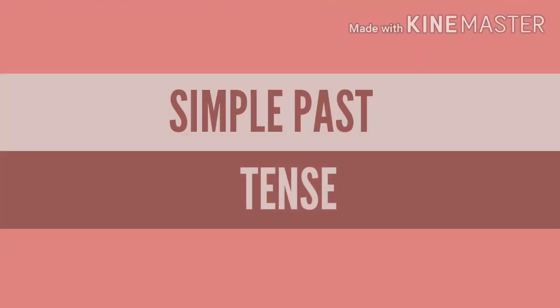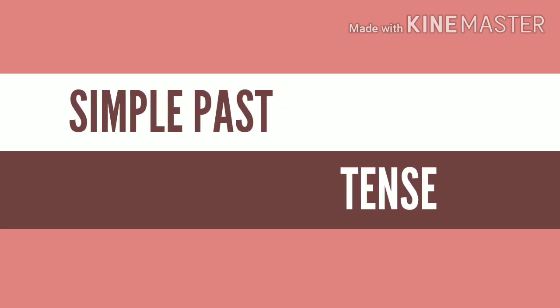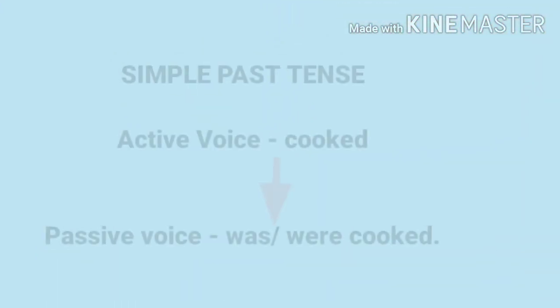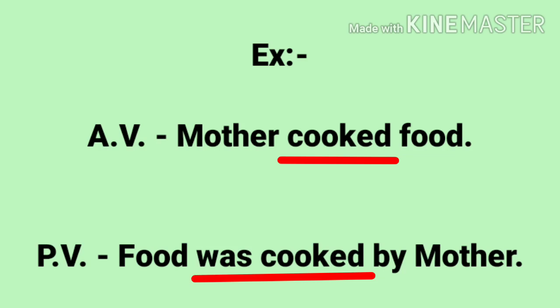Now let's see how to convert the sentence from active to passive voice when the sentence in active voice is in simple past tense. For example, if the verb in active voice is in simple past form, in passive voice it changes into was or were plus the past participle form. For example, over here, cooked in active voice will change into was or were cooked in passive voice. Example, in active voice, the sentence is mother cooked food. So the verb is cooked. In passive voice, it becomes food was cooked by mother. So cooked changes into was cooked and the subject and object interchange.